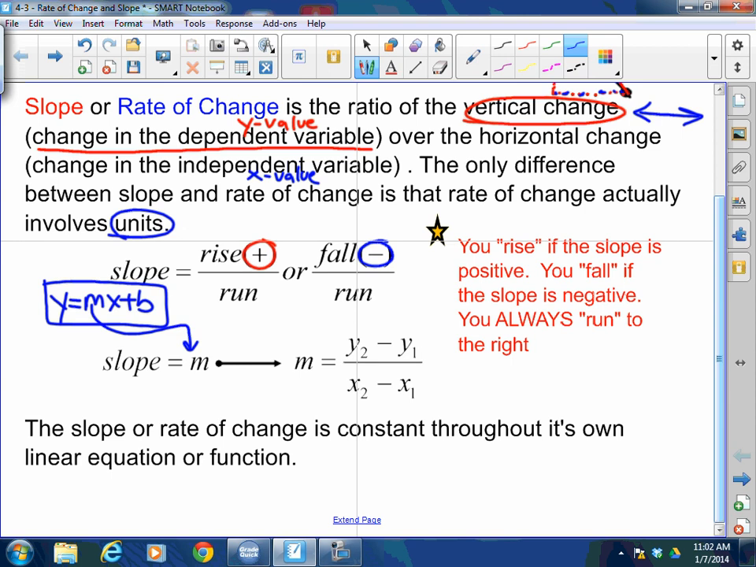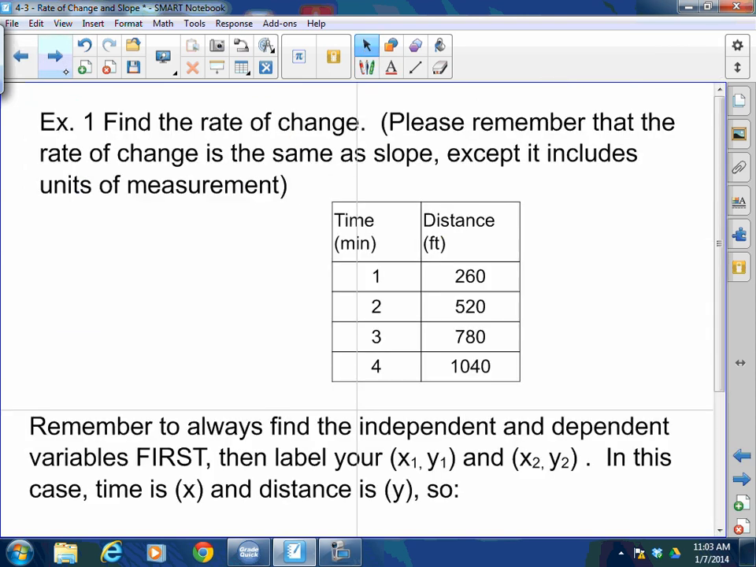And one thing about slope or rate of change, it is constant throughout the line. That's why slope belongs to straight lines. You can't curve or all of a sudden jump up a whole bunch or go down a whole bunch. It is constant. The slope of a line is constant throughout the whole entire line. So far making sense? Okay, let's continue.